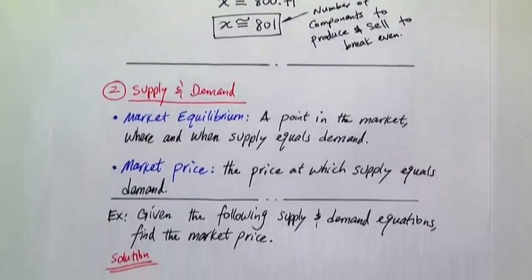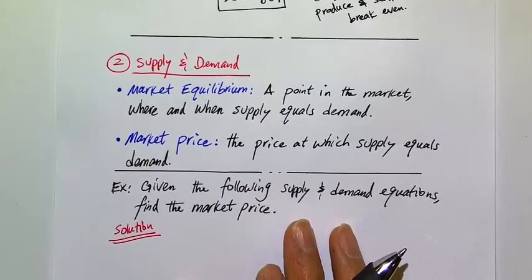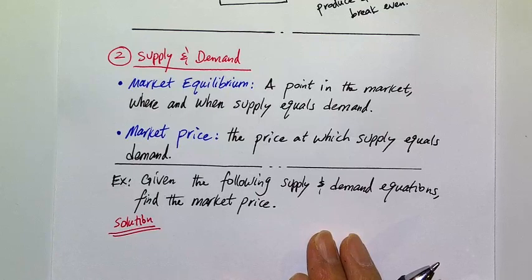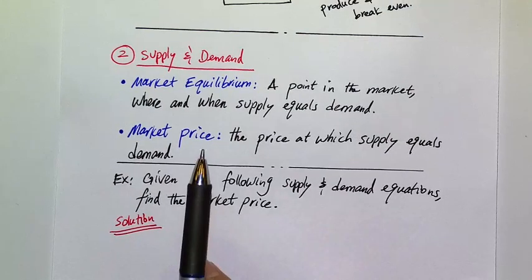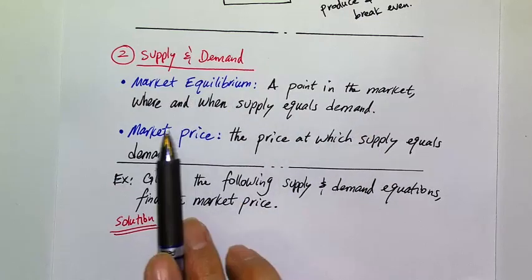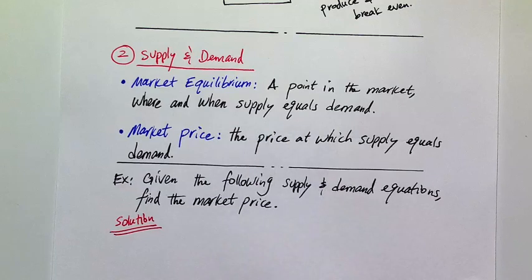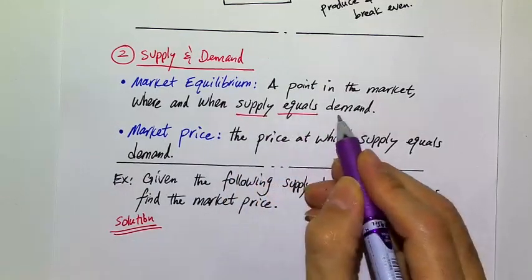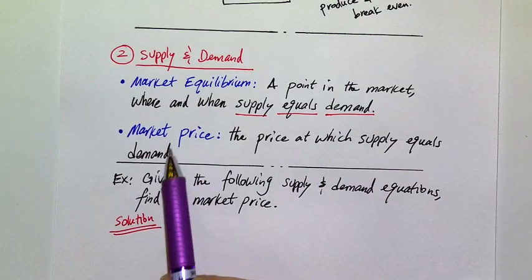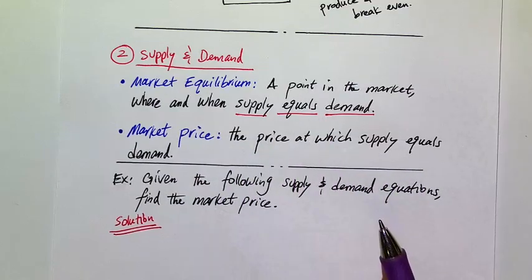The next case is the supply and demand. So we just talked about the break-even scenario. Now supply and demand. A couple of definitions are helpful when we solve problems in supply and demand. First of all, market equilibrium is a point in the market at which supply equals demand. So these are the keys. Supply equals demand at market equilibrium. Market price is the price at which supply equals demand.